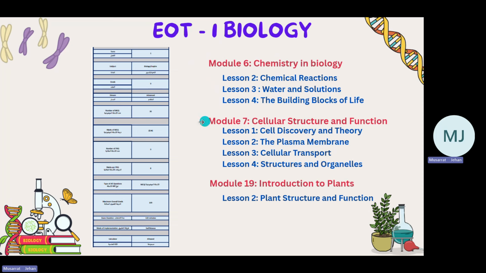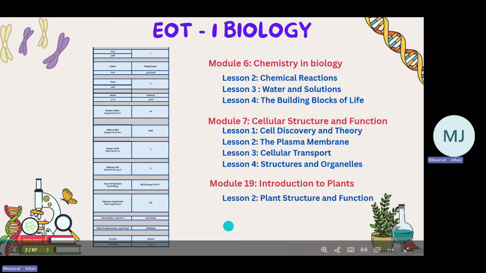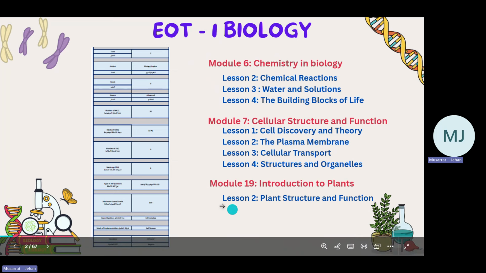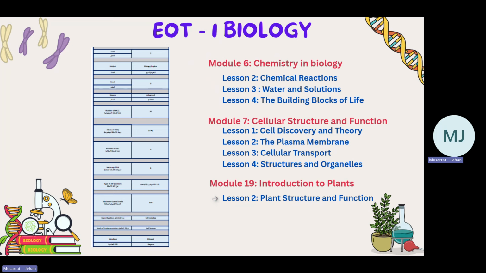Module 7 is on cellular structure and function. All the 4 lessons are included: cell discovery and theory, plasma membrane, cellular transport, and structures and organelles. Then the last module, module 19, introduction to plants: only lesson 2 will be assessed, and only page number 81 of this lesson is where the question would be taken from.